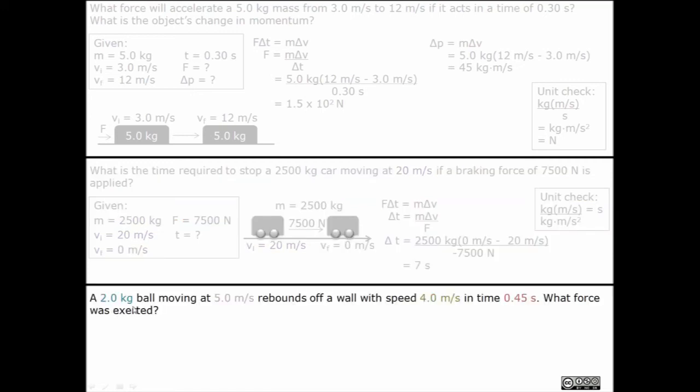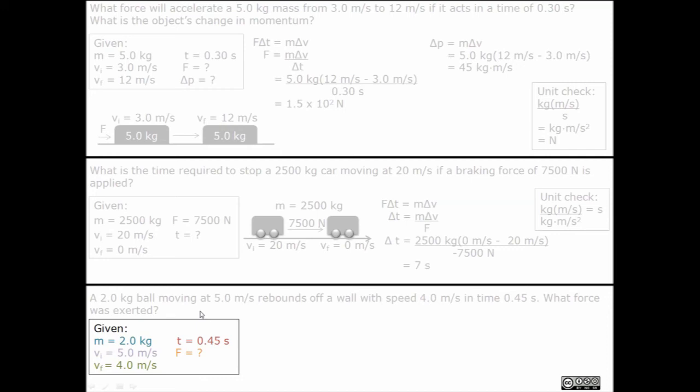A 2.0 kilogram ball moving at 5.0 meters per second rebounds off a wall with speed 4.0 meters per second and time 0.45 seconds. What force was exerted? From the question, you were given the following information. The mass is 2.0 kilograms, the initial velocity is 5.0 meters per second, the final velocity is 4.0 meters per second, and the time is 0.45 seconds. What is the force?